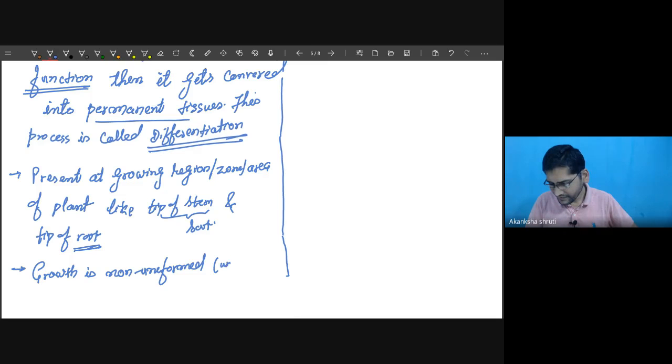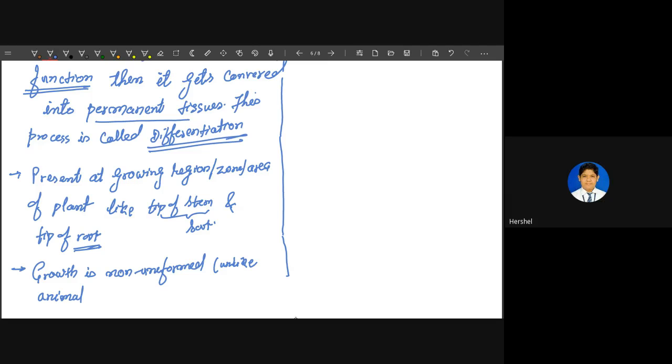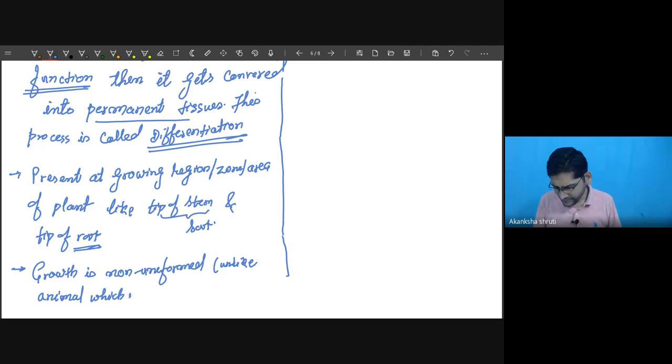Unlike animals. In animals, like humans or dogs or cats, each part is growing uniformly in size and length. Is it possible that a cat is born and after some time the leg grows, after some time the ear grows, the tail grows? No, everything is growing uniformly. So, unlike plants, animal growth is uniform.